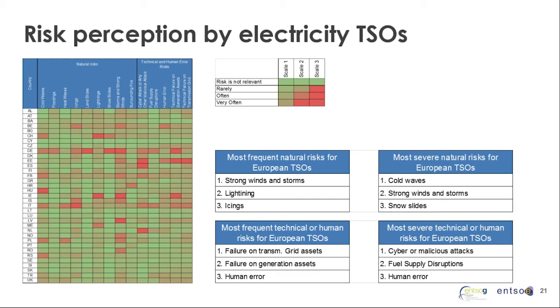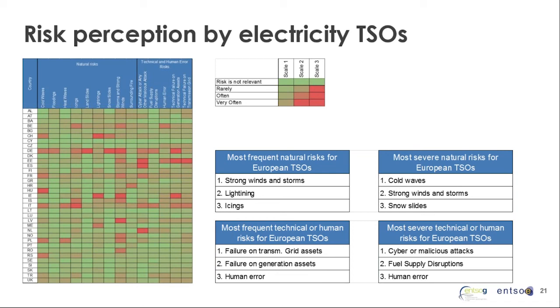And the severity would be the impact on the number of customers that might be disconnected because of a blackout or a big issue based on this risk. So here it's to be assessed as a first qualitative input, as it concerns TSO views based on a survey.